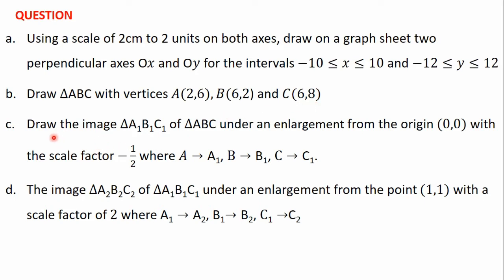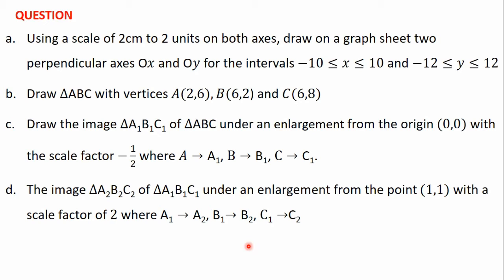C. Draw the image triangle A1, B1, C1 of triangle ABC under an enlargement from the origin with coordinates 0, 0 with scale factor -half, where A maps to A1, B maps to B1, and C maps to C1. And D. The image triangle A2, B2, C2 of triangle A1, B1, C1 under an enlargement from the point 1, 1 with a scale factor of 2, where A1 maps to A2, B1 maps to B2, and C1 maps to C2. This question is in 4 parts.